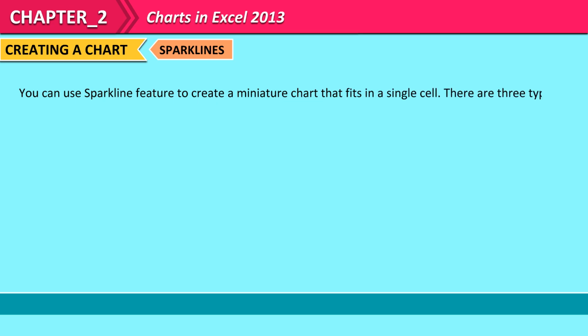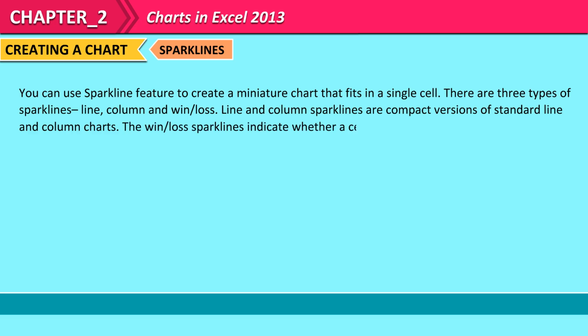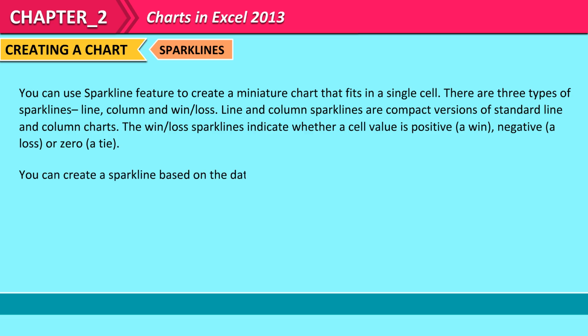Spark lines. You can use Spark Line feature to create a miniature chart that fits in a single cell. There are three types of spark lines: line, column, and win or loss. Line and column spark lines are compact versions of standard line and column charts. The win or loss spark lines indicate whether a cell value is positive, a win, negative, a loss, or 0, a tie. You can create a spark line based on the data in a single row or in multiple rows.